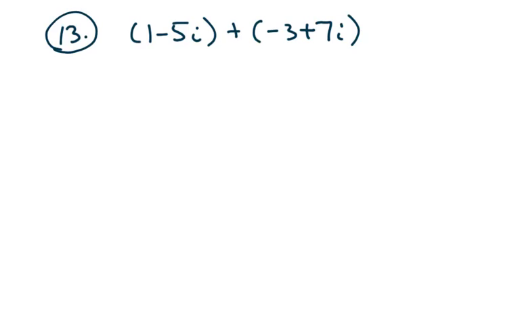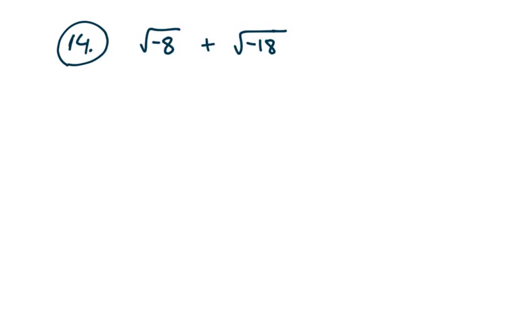And number 13, they're asking us to simplify. So don't let this confuse you. When we're adding, it's pretty straightforward. We just combine like terms. So 1 and negative 3 is going to give me negative 2. And negative 5i and 7i is going to give me plus 2i. And there's my answer.